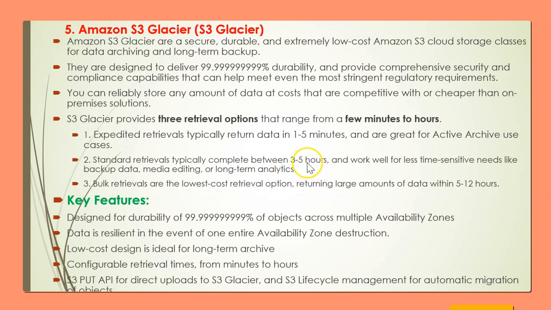That's the waiting time to get your data after you put your request into Amazon, and it works well for less time-sensitive needs like backup data, media editing, or long-term analytics. The third option is bulk retrieval, a low-cost retrieval option that returns large amounts of data within 5 to 12 hours. Here your waiting time is increased from 3 to 5 hours to 5 to 12 hours. You have to wait 5 to 12 hours, so you have to put your request in 12 hours in advance. And there are some key features of this Glacier storage also.